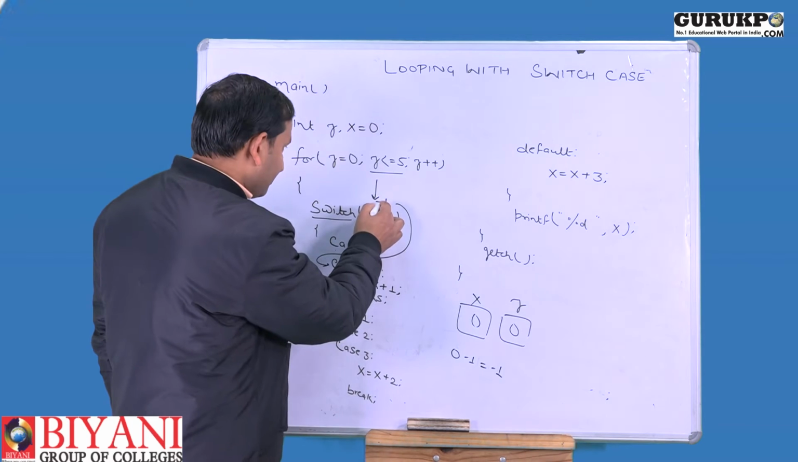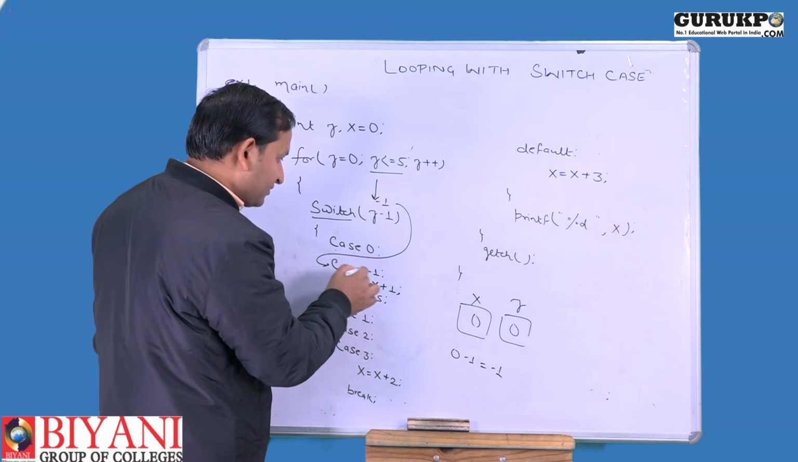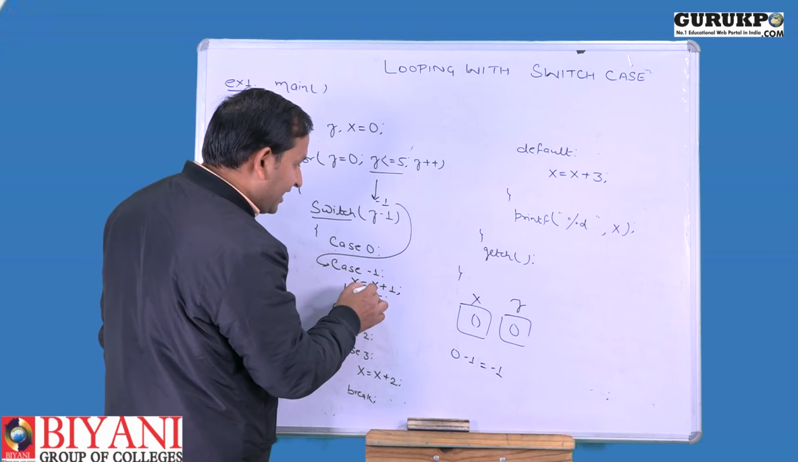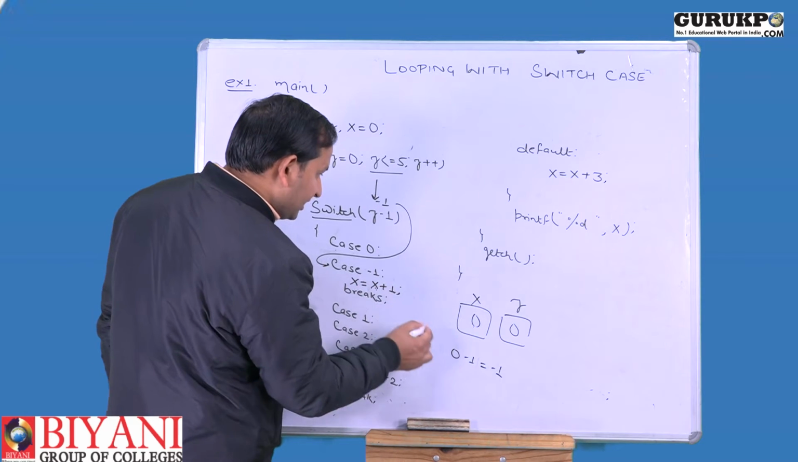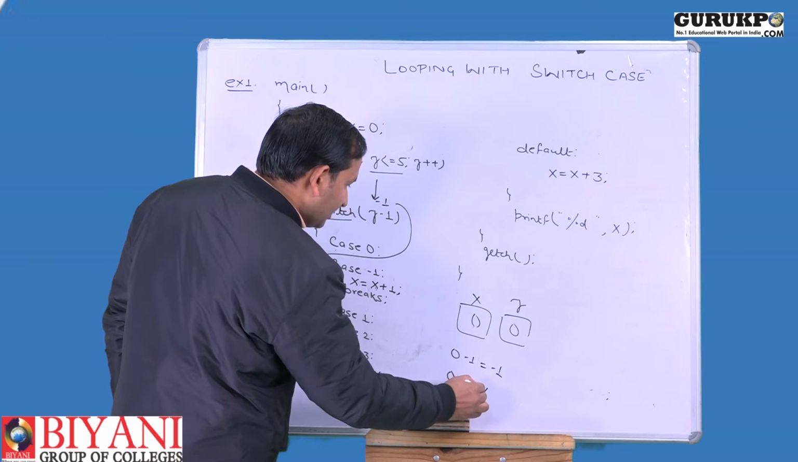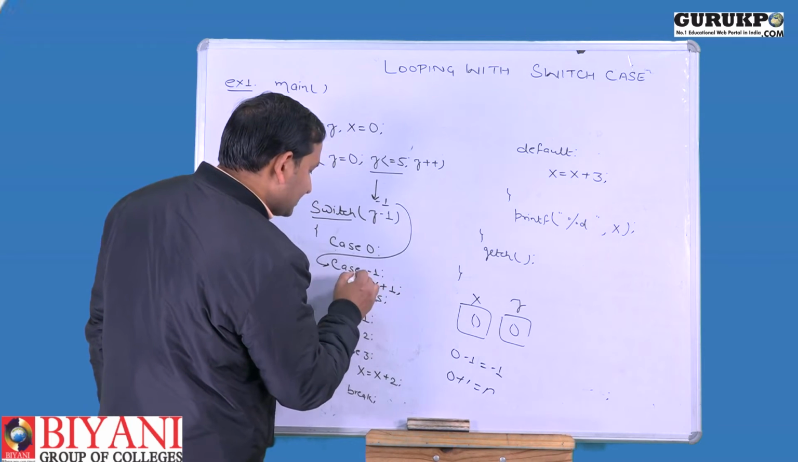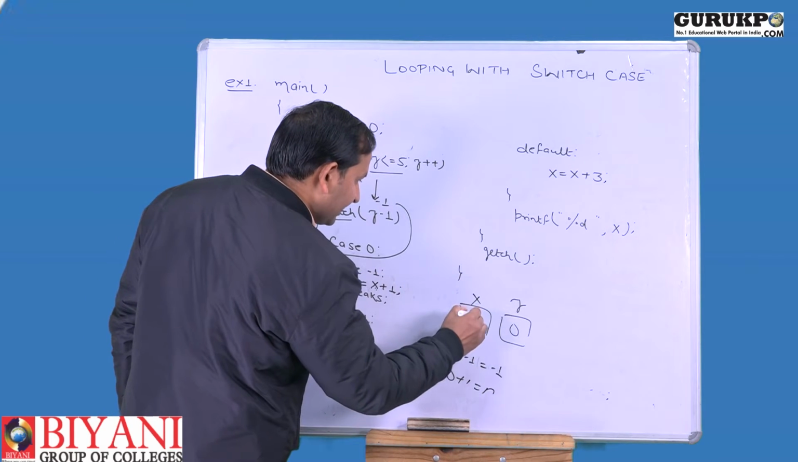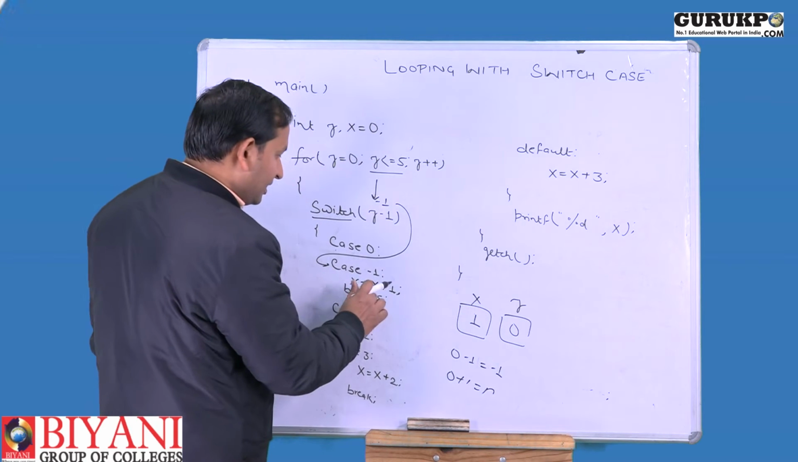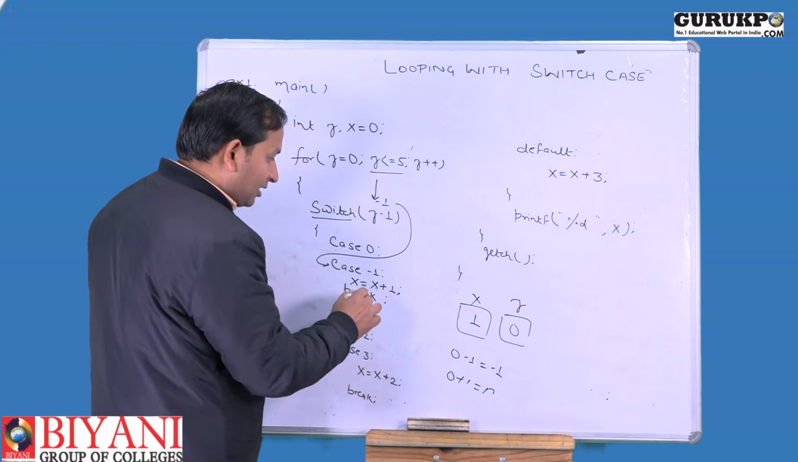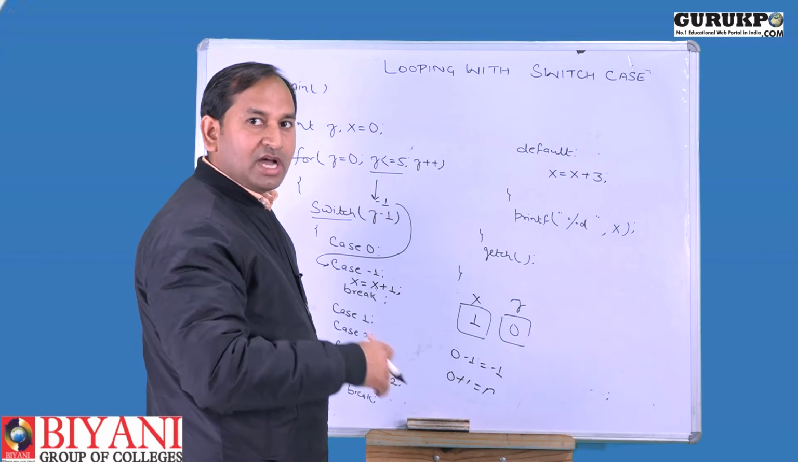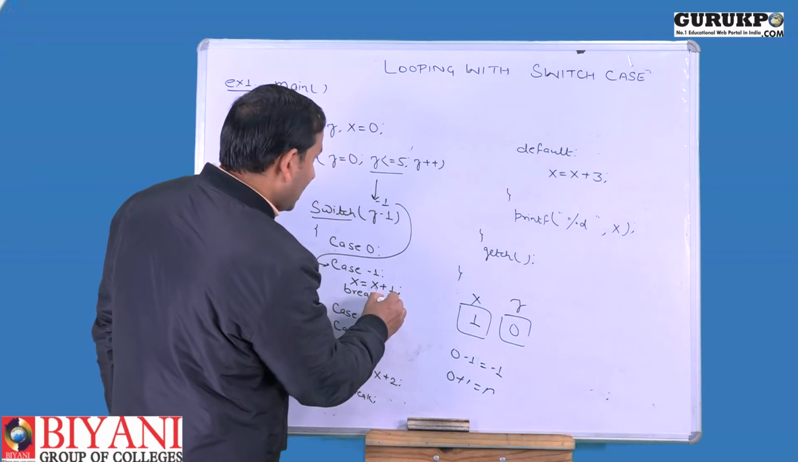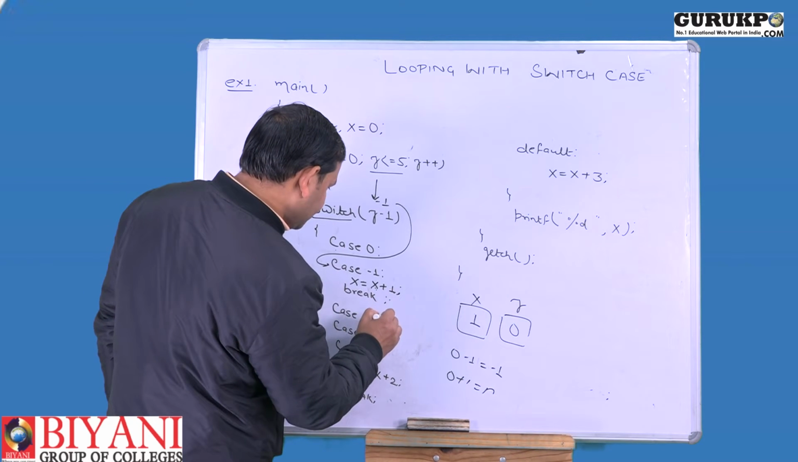So here value is minus 1, control goes to case minus 1 and x assignment x plus 1. x is 0, 0 plus 1, now it is 1, this 1 will be stored inside x. Now value of x is 1. There is a break statement. As we discussed earlier, using break, control goes outside the switch body.